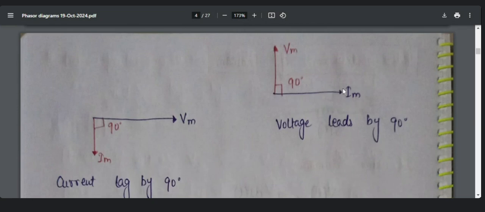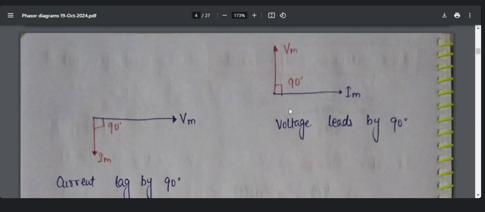That is, Im is the magnitude of the current. If I am taking current as reference, then Vm will be in this direction, because in case of phasor we generally choose anti-clockwise direction. Then Vm is ahead, that is Vm in this figure.